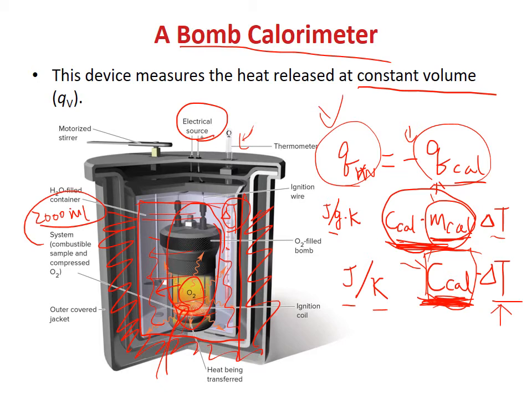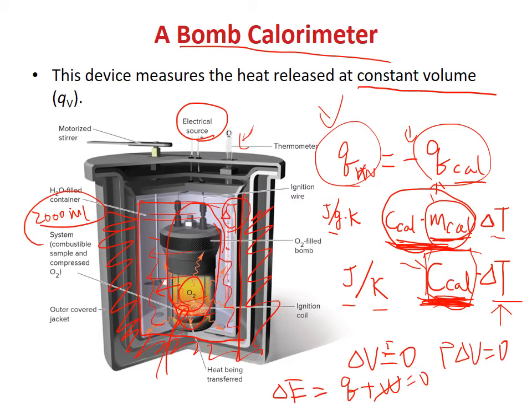Now, because it's a constant volume, delta V doesn't change. So delta V is 0, and therefore P times delta V is 0. That means there's no work, and so delta E equals Q plus W, but W is 0 in a constant volume process, and therefore delta E is just Q. So by measuring Q, we are actually measuring the internal energy change. Therefore, in a constant volume calorimeter, by measuring delta T, we can calculate the internal energy change for a chemical reaction.